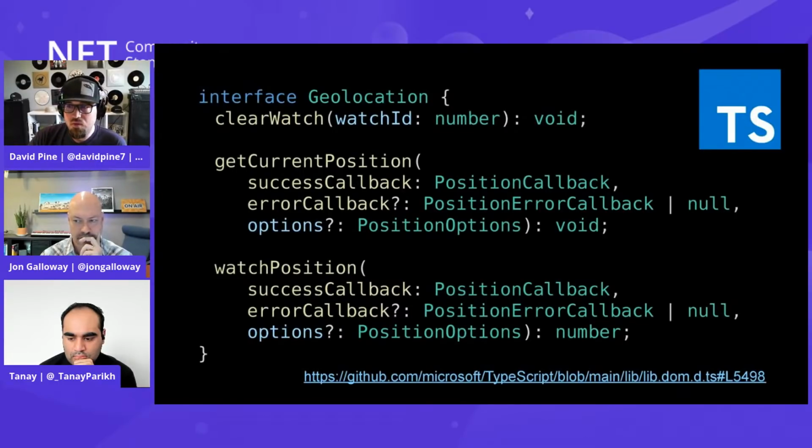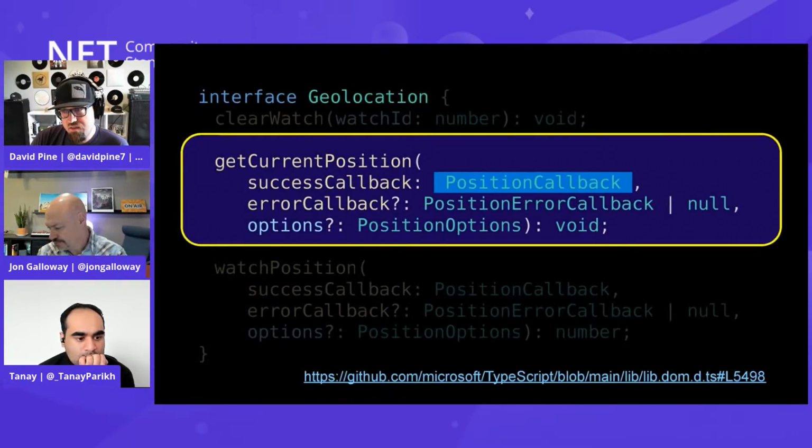So, clearWatch given a watch ID, that's pretty straightforward. Get the current position. This is where things get a little bit more inquisitive. So we have a success callback. And this is very common in JavaScript. There are all sorts of callbacks, right? And then we've got optional callbacks. So getCurrentPosition accepts a position callback, and additionally an error callback. So let's go to the next slide here.